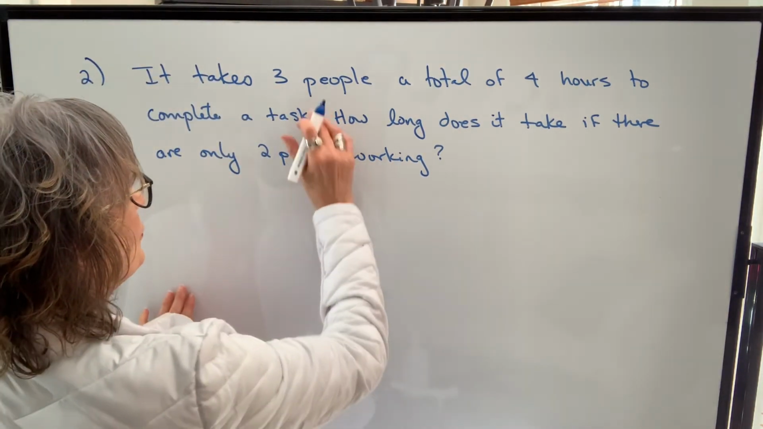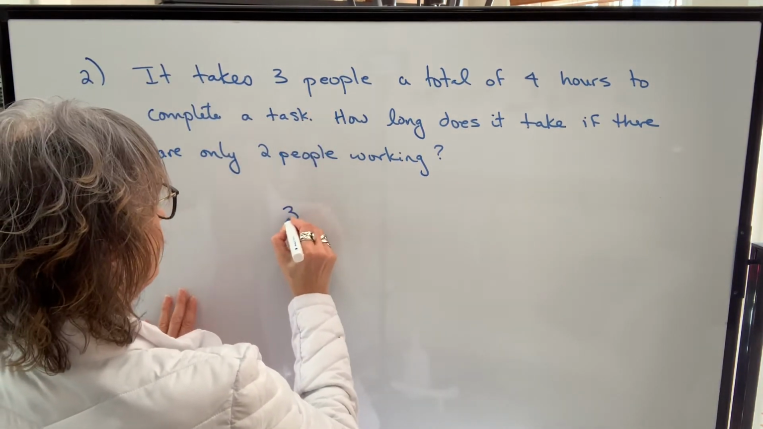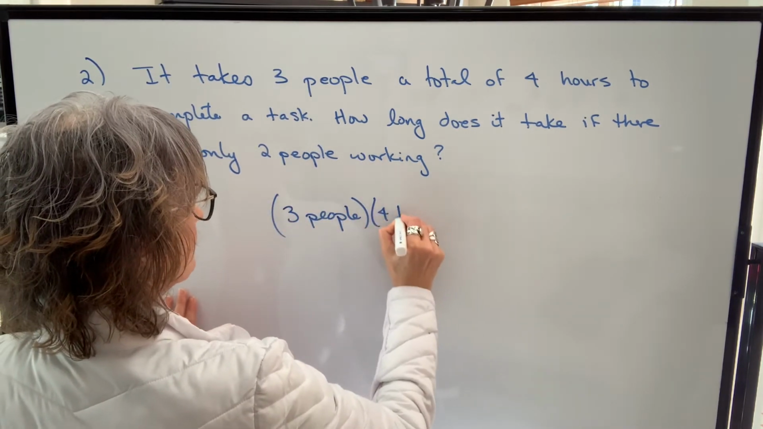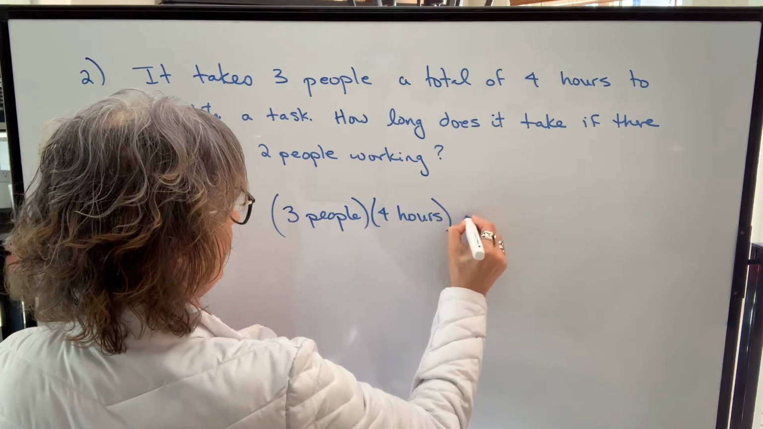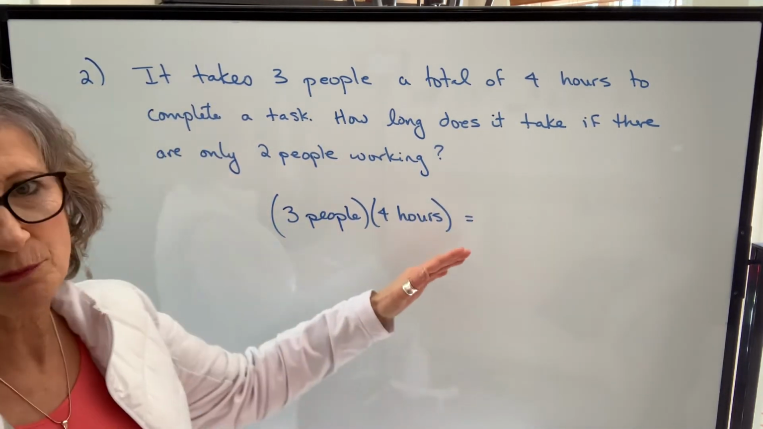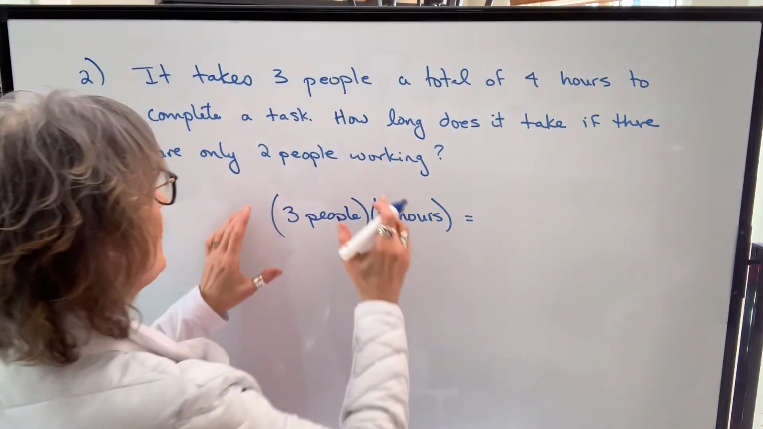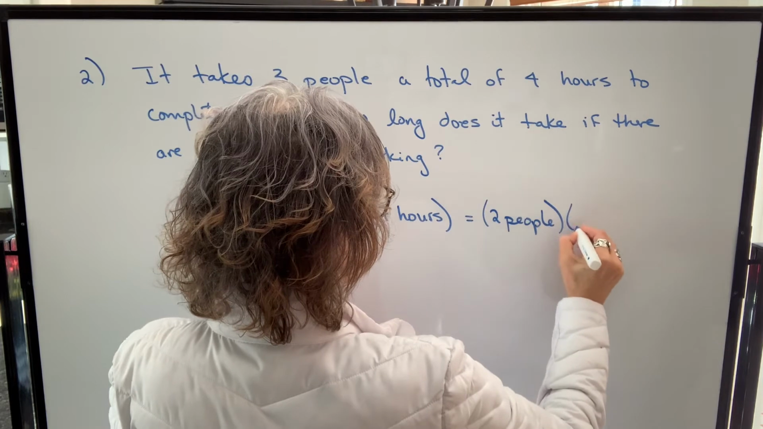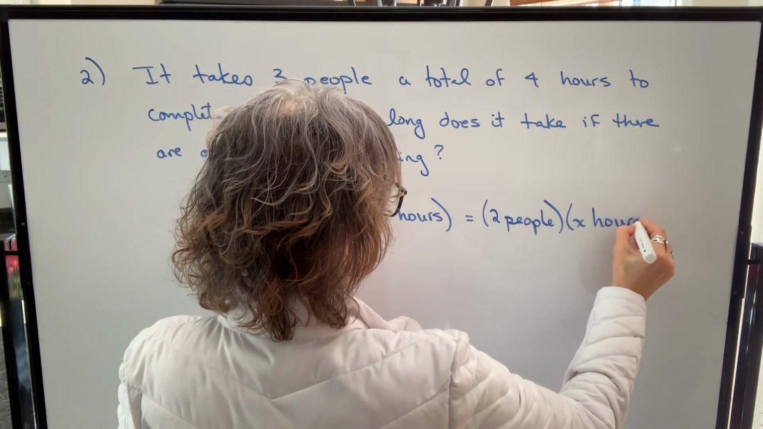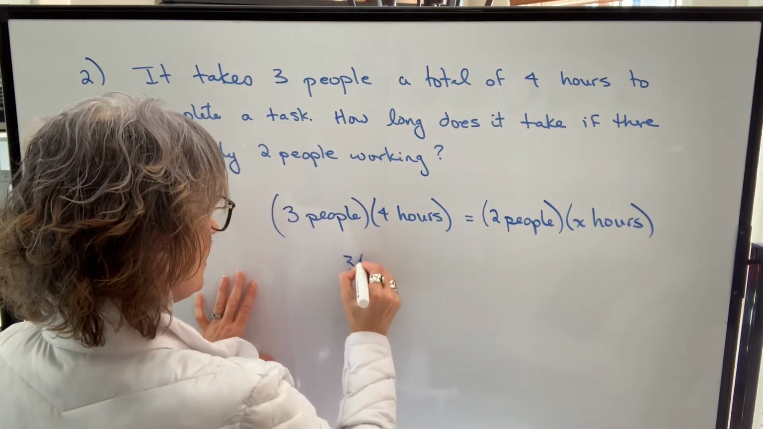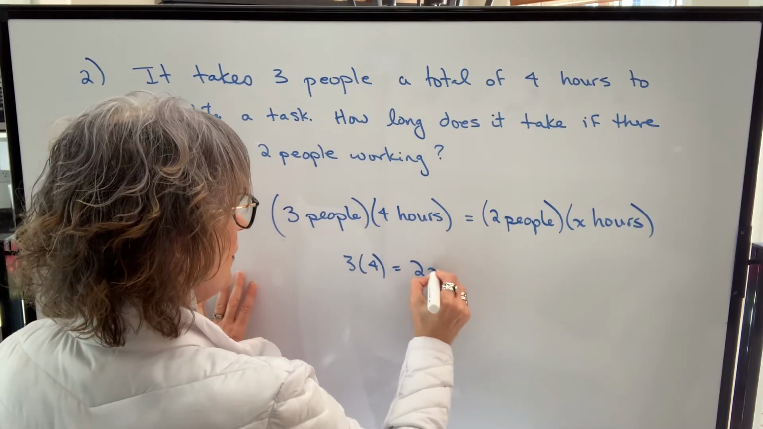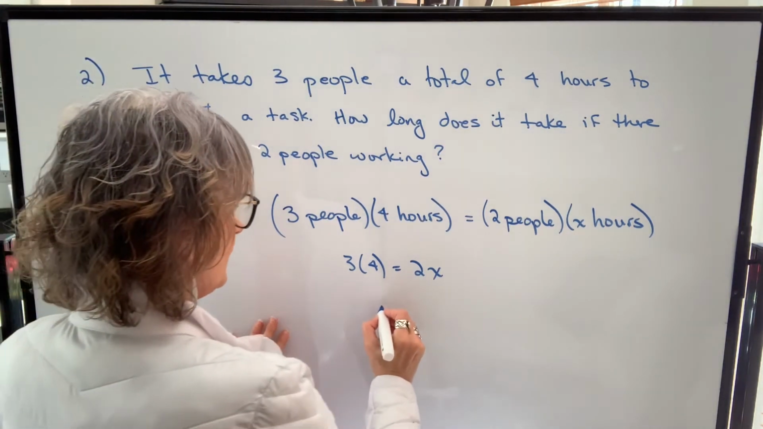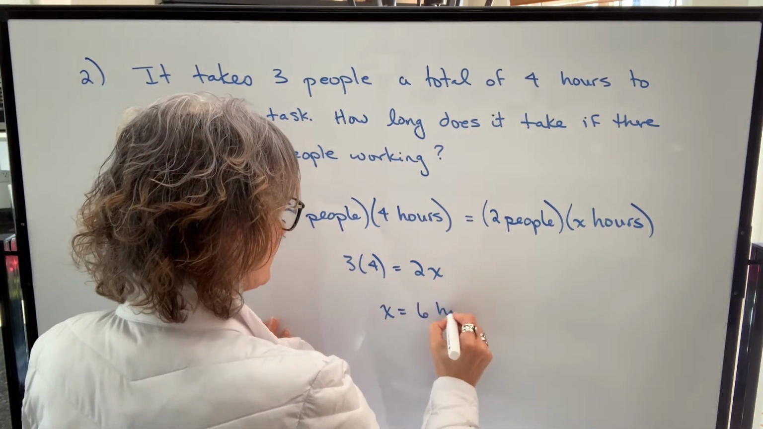So the products will be 3 people times 4 hours. And when we multiply that, it actually gives us the people hours to do the job. That will equal 2 people times the number of hours, which we don't know. Or in other words, 3 times 4 will equal 2x. 3 times 4 is 12. We divide by 2, so x will equal 6 hours.